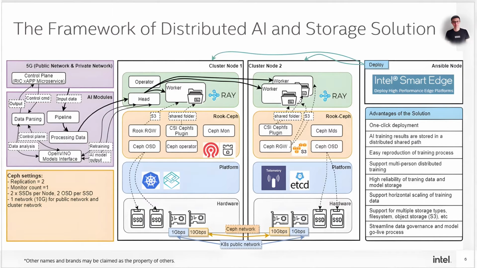This page shows the whole pipeline of our framework. The data from the 5G RIC microservice goes to the pipeline through data parsing and data analytics, and we will use OpenVINO to do the high-performance inference. But sometimes we will go back to retrain on our distributed AI platform based on Ray.